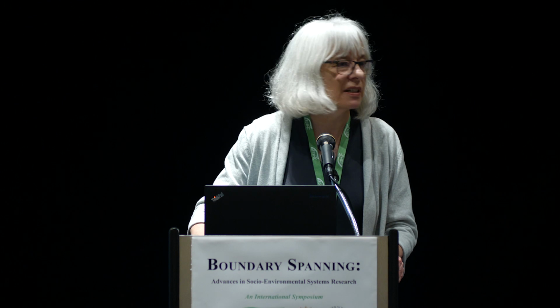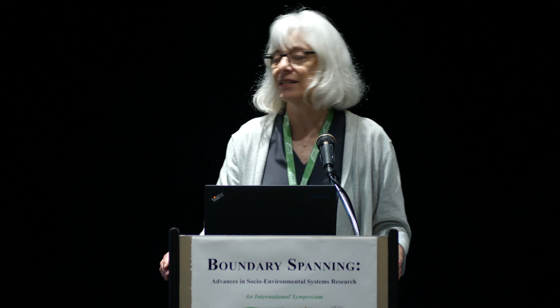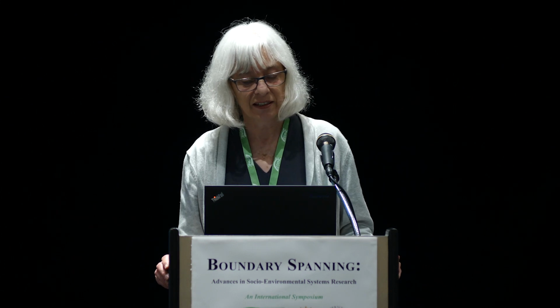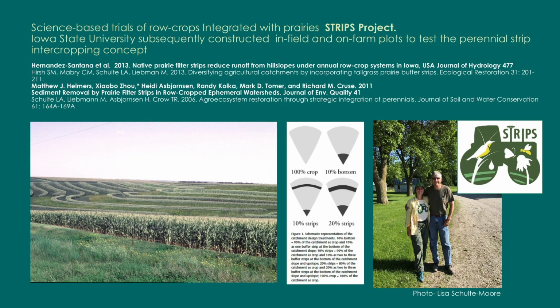What about the actionability part of this? Well, we left this work having proposed and assessed these scenarios, but colleagues at Iowa State University, scientists who came after we collaborated with colleagues there, developed a project called STRIPS. And they've actually built tests that employed this idea of perennial strip intercropping that we developed in our project. They've demonstrated that it works to improve biodiversity and water quality. And now they have a project where they're employing on-farm research across Iowa in their STRIPS project, here led by Lisa Schulte-Moore. And so this idea was sufficiently plausible that it has been put into action.